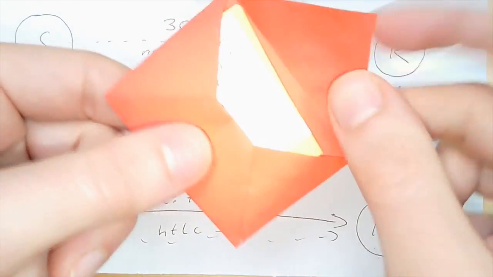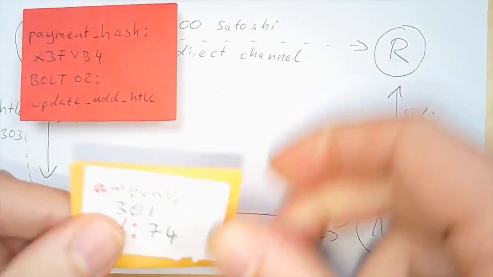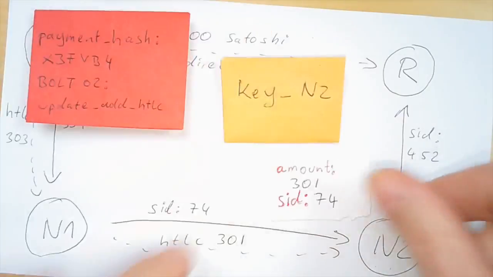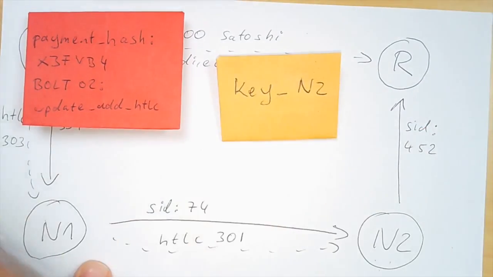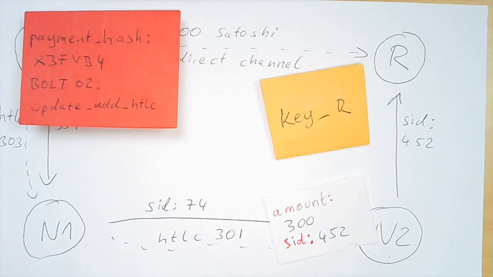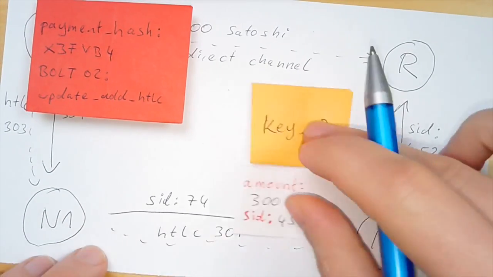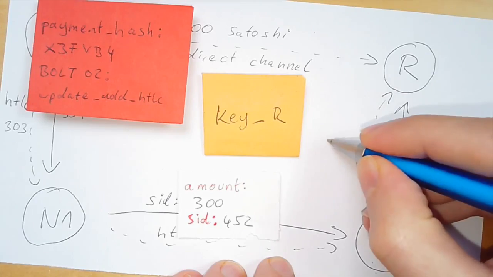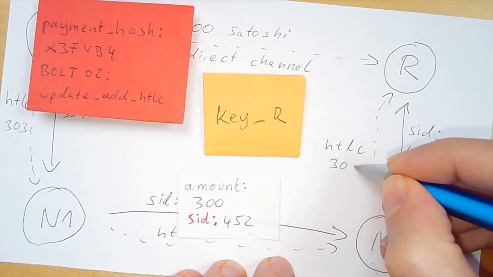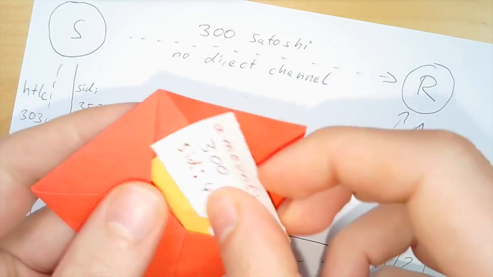And node 2 basically does the same. It opens this, it looks at the message and sees, yes, perfect, this is my HTLC, so it negotiates the HTLC with N1. It decrypts its envelope and it sees, oh, I'm supposed to forward 300 satoshis to the short channel ID 452. So a new HTLC is set up with the amount of 300. And again, in order to do this, of course, there needs to be sent an update add HTLC message.